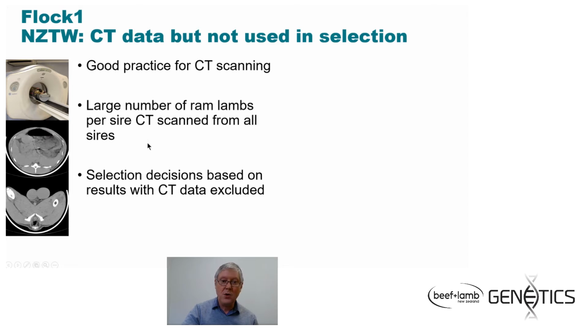they basically had quite random picks. They randomly picked progeny rather than picking the very top performing ones. So it's almost a scientific experiment in terms of its design. It's a really good example to look at. And just a reminder that they didn't actually use any of the CT scanning in their selection decisions. It was excluded from their selection decisions.